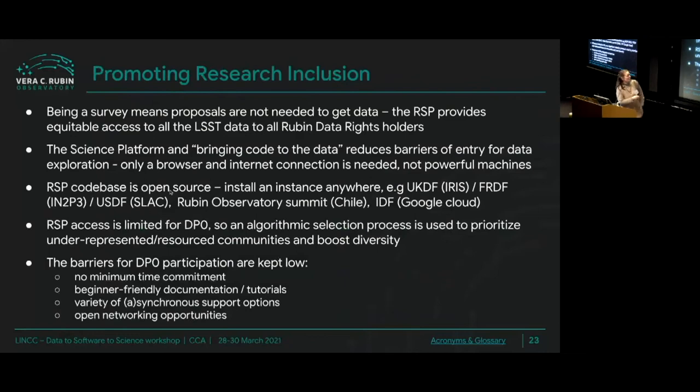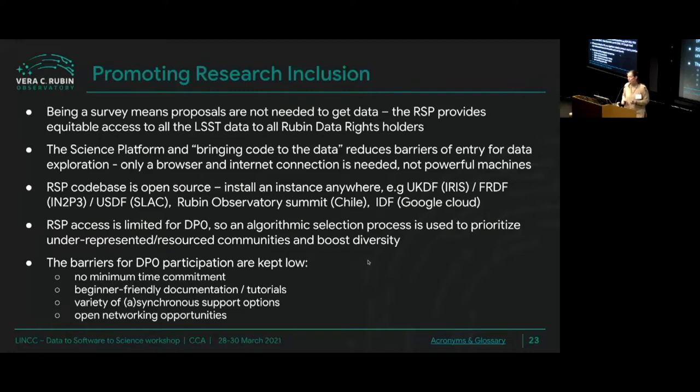And just finally, I was asked to highlight some aspects of research inclusion in the science platform. Obviously, being a survey with LSST, that means that there are no proposals needed to get the data. So the RSP provides equitable access to all data products to the whole community. You don't have to go through these long, lengthy proposals to get access to data. The bringing the code to the data concept for the science platform reduces barriers to entry. So all you need is your laptop and a good internet connection. Every single one of you here now could connect to the science platform. You don't need to have access to a powerful computer center. You don't need to buy these resources. And so this makes the barrier for entry much lower for people.